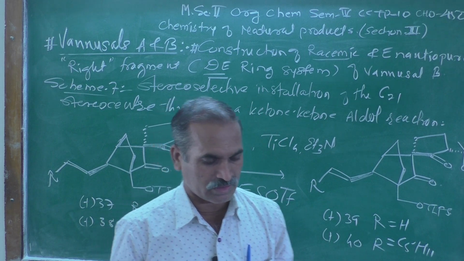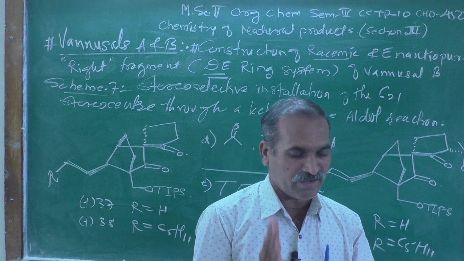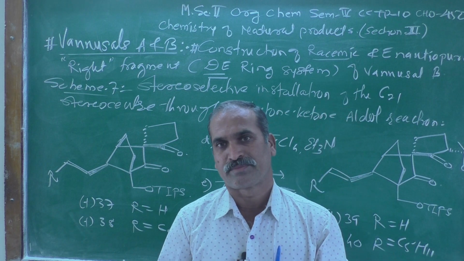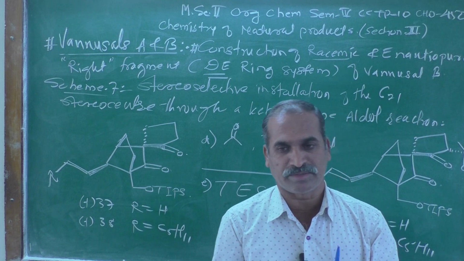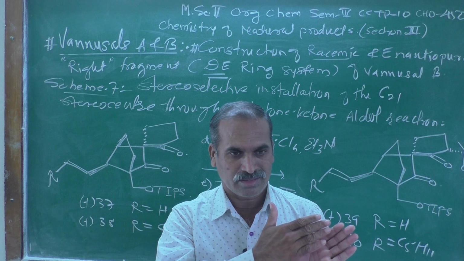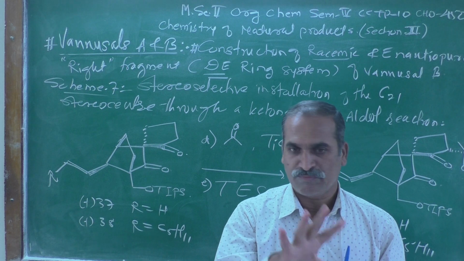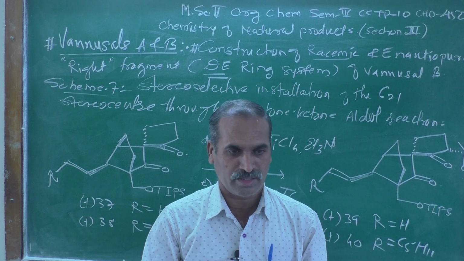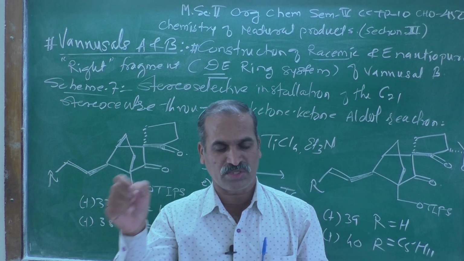Yesterday we were discussing the construction of the racemic and enantiomeric right fragment, that is the DE ring system of Vinigrol B. As we know, we have already seen the structure of Van B. There are 6 rings in total, but 5 rings are named because one is a common ring, that is D. So A, B, C, D, E.